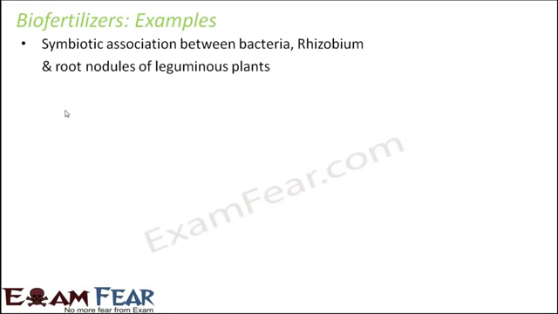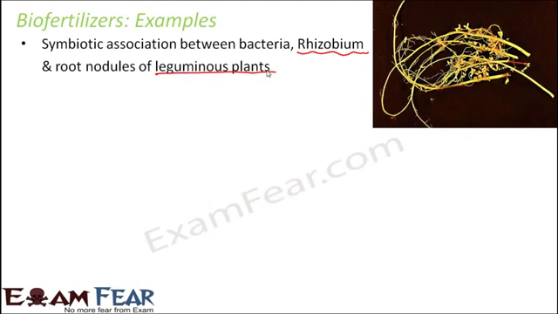Now there is a symbiotic association between bacteria rhizobium and root nodules of leguminous plants. So this is a very famous example of symbiosis. If you look at the root nodules, this is how the root nodules look like. You can see some nodular structure here. In these root nodules there is the bacteria rhizobium. Now what is the purpose of rhizobium? Rhizobium helps in fixing the atmospheric nitrogen into the soil.